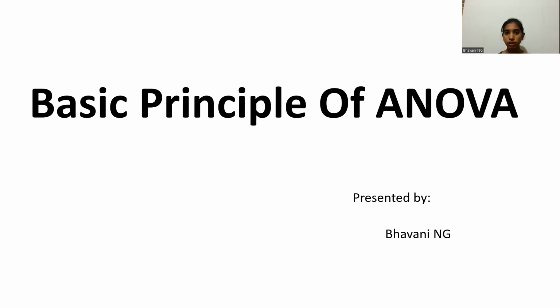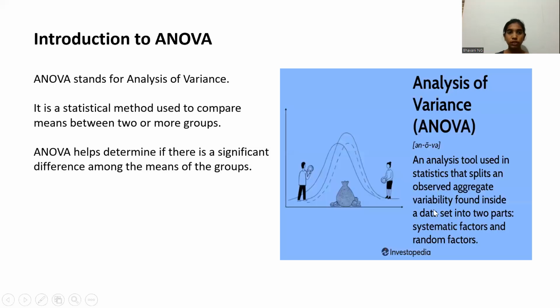Today I'm here to discuss a topic about the basic principle of ANOVA. The introduction of ANOVA: ANOVA stands for Analysis of Variance. It is a statistical method used to compare means between two or more groups. ANOVA helps determine if there is a significant difference among the means of the groups.